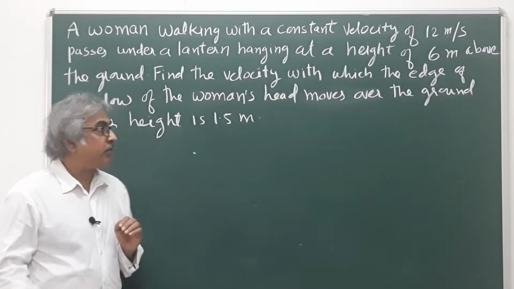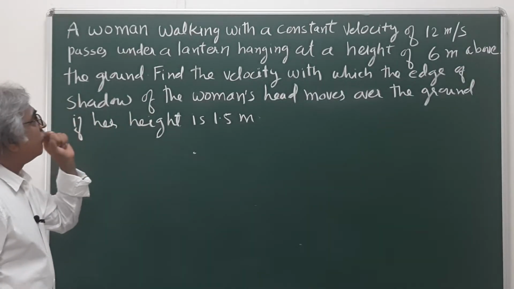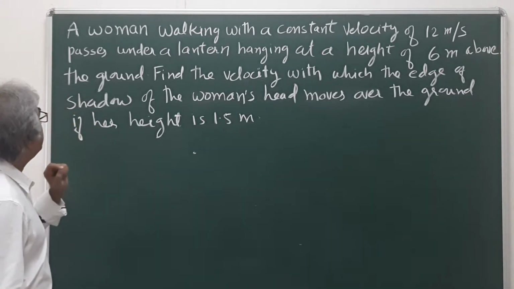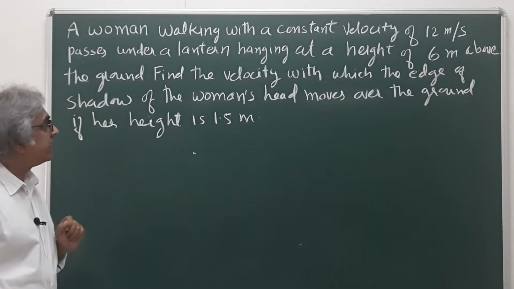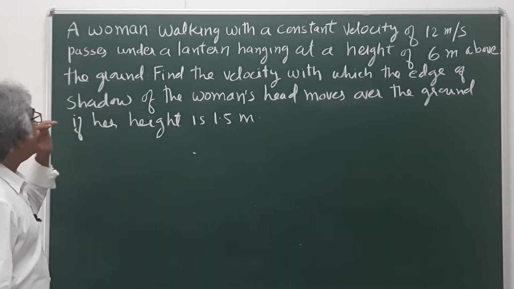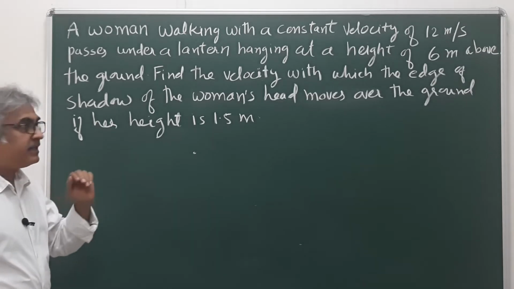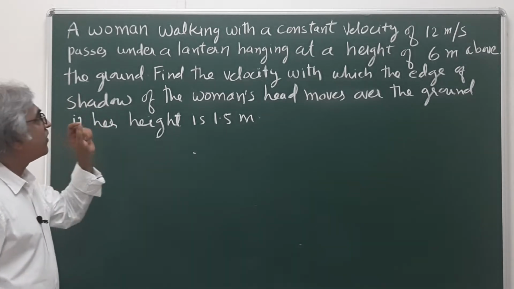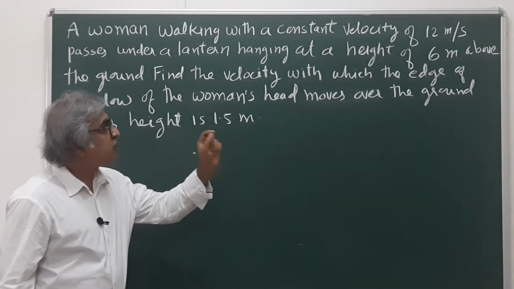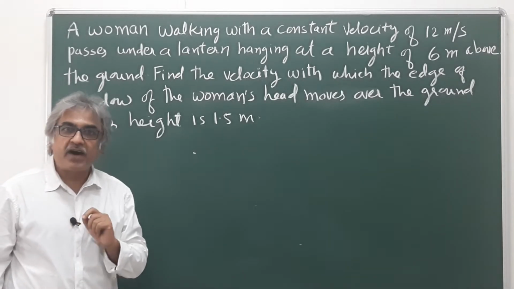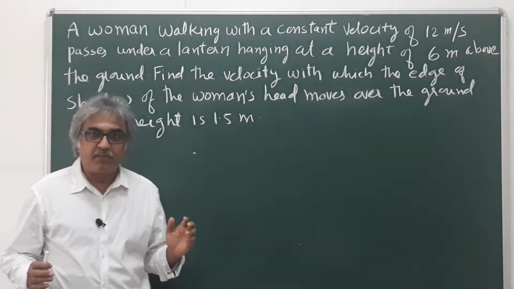Let's read this problem. A woman walking with a constant velocity of 12 meters per second passes under a lantern hanging at a height of 6 meters above the ground. Find the velocity with which the edge of the shadow of the woman's head moves over the ground if her height is 1.5 meters.